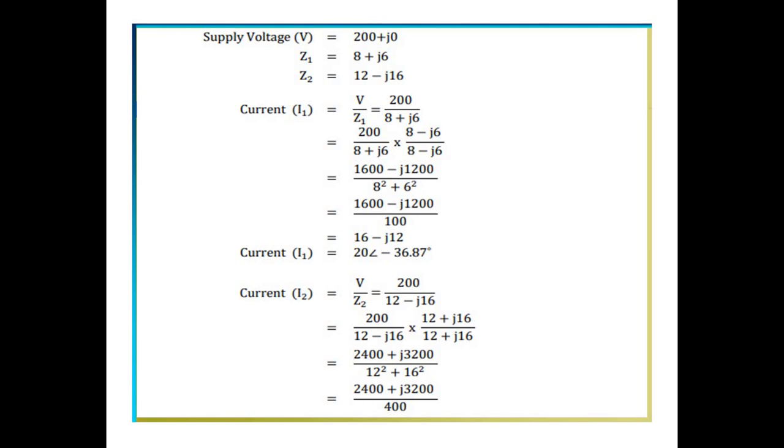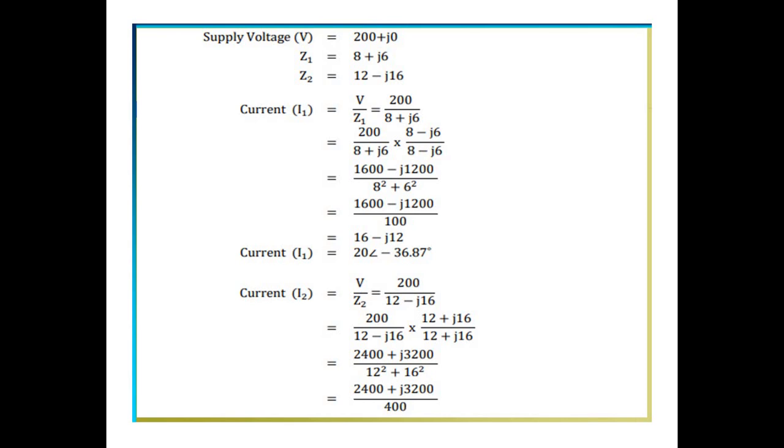Current I2 is equal to V divided by Z2, that is 200 divided by 12 minus j16, and multiplying by the conjugate, 12 plus j16 divided by 12 plus j16.